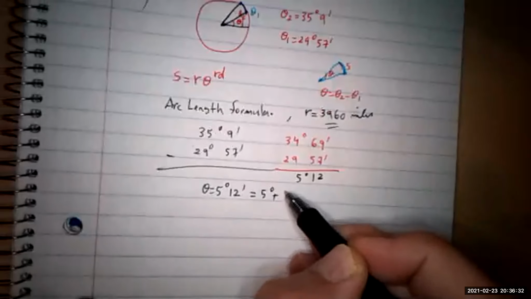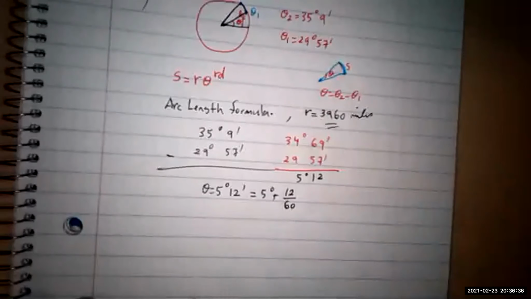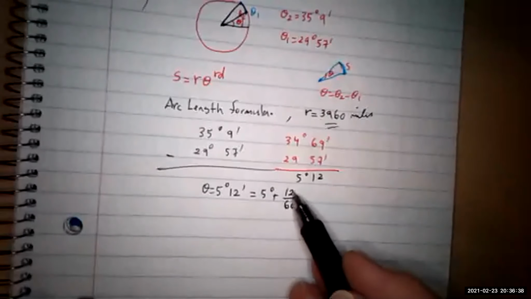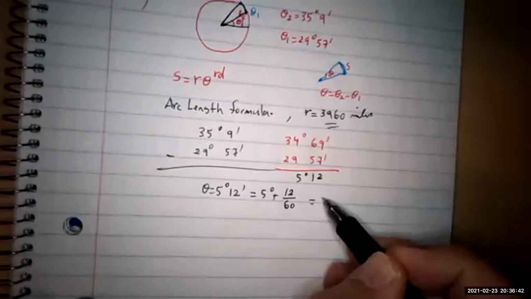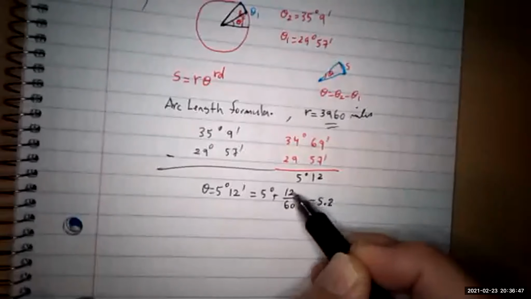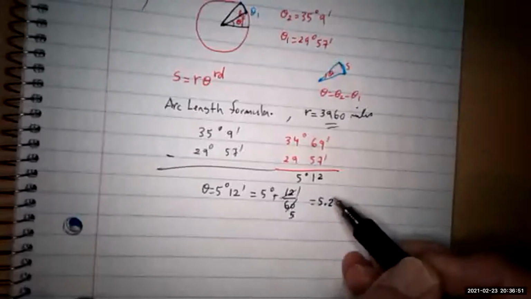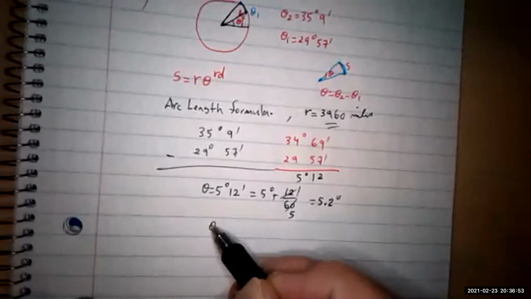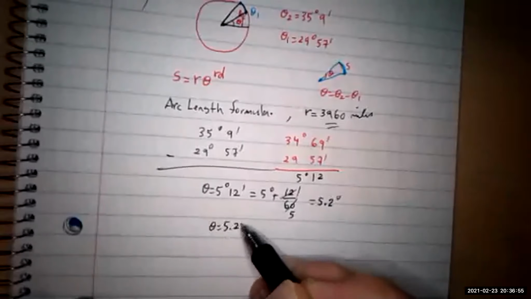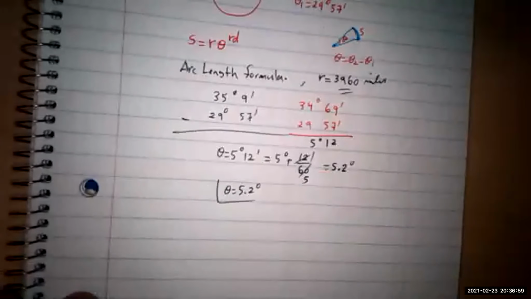That gives you 1/5. You simplify that, 1/5 is 0.2. So that gives you theta, which is going to be 5.2 degrees. Now you change it to the radian, and then you substitute.